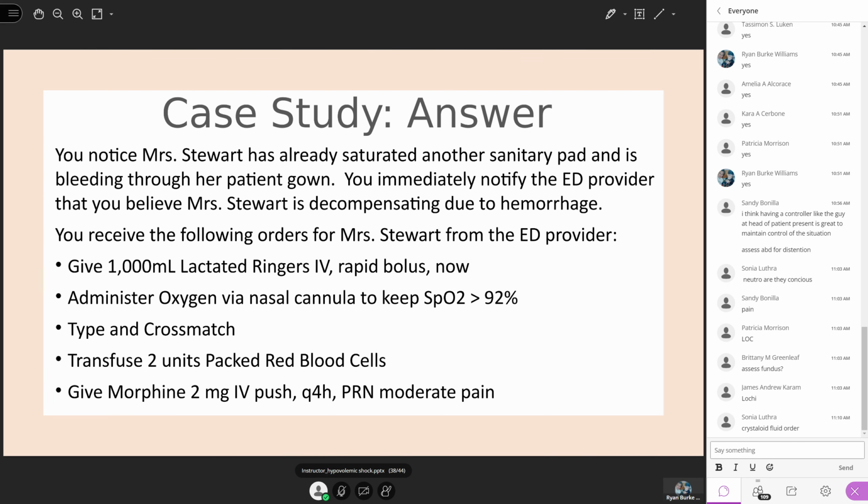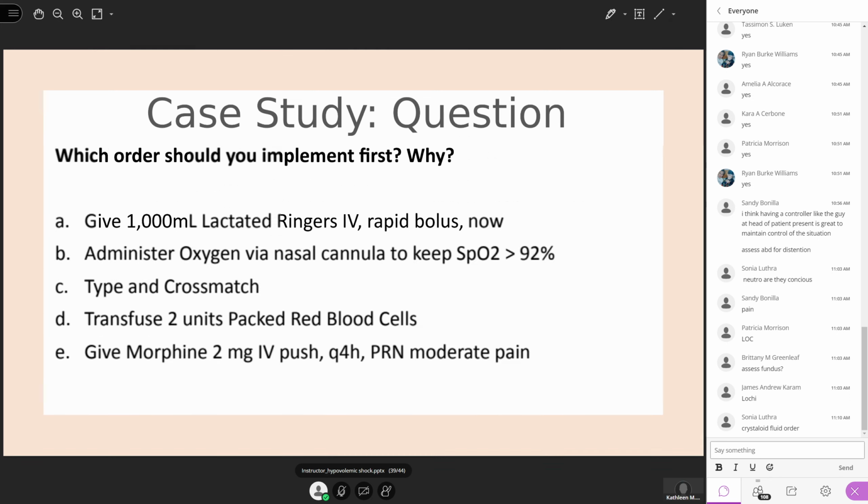All right, so you notice Miss Stewart has already saturated another pad. This is where it gets interesting. You're the nurse by the bedside and you see that this patient is declining in front of you, so you immediately notify the ED provider that you believe she is decompensating. You receive the following orders: give 1,000 mL lactated Ringer's, administer oxygen, do a type and screen, transfuse 2 units, and give morphine for moderate pain. Which of these orders will you do first and why?